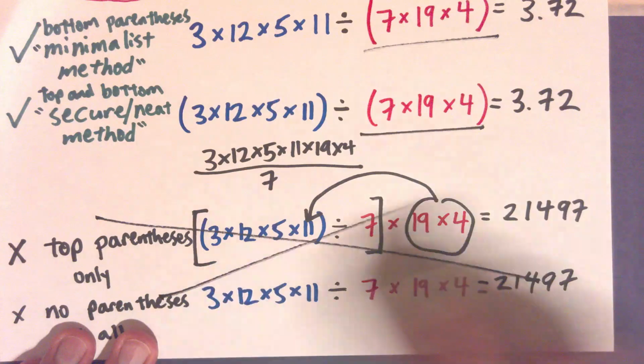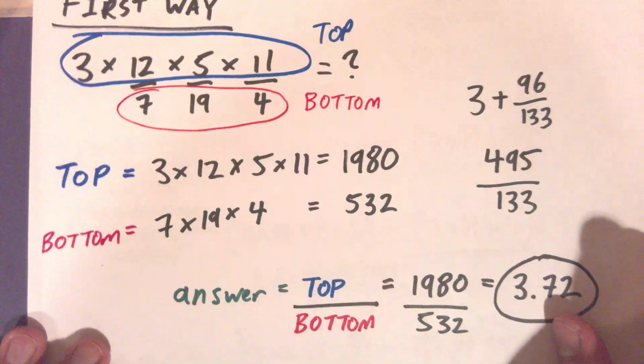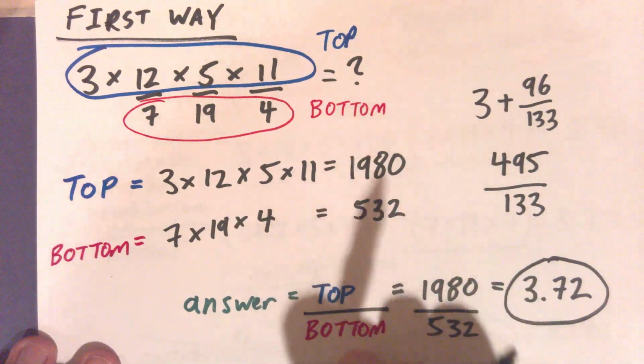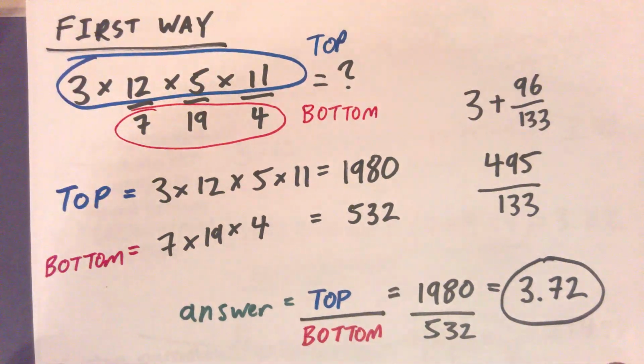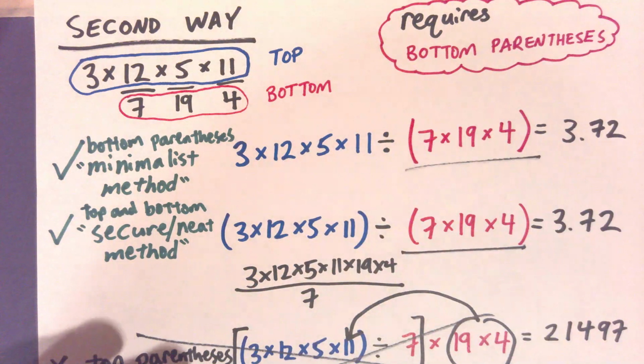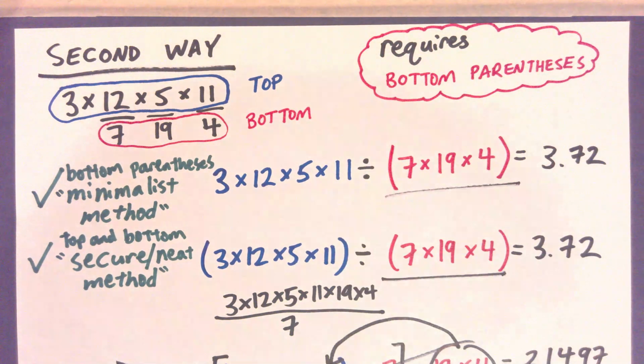Okay, so the moral of the story is this. Okay, in summary, if you're going to do the first way, okay, just get a top and bottom answer, divide them out. Okay, no parentheses required. Okay, so very reliable. If you want to be fast, do everything in one calculation. I often do. That's totally fine. Just make sure you use those bottom parentheses.